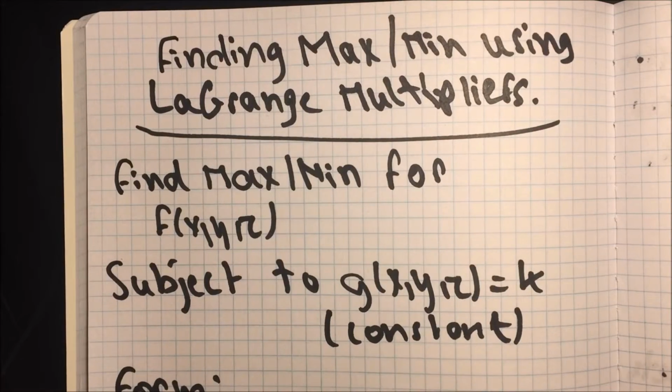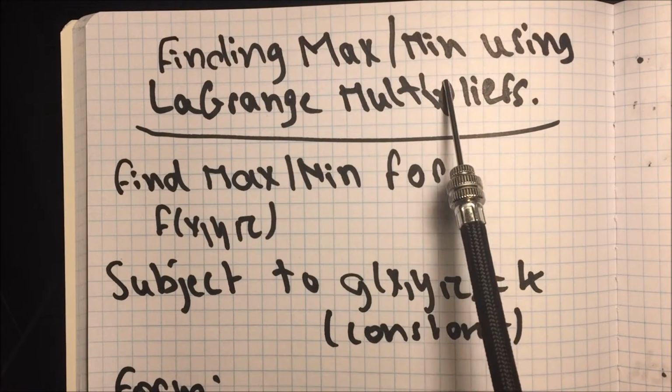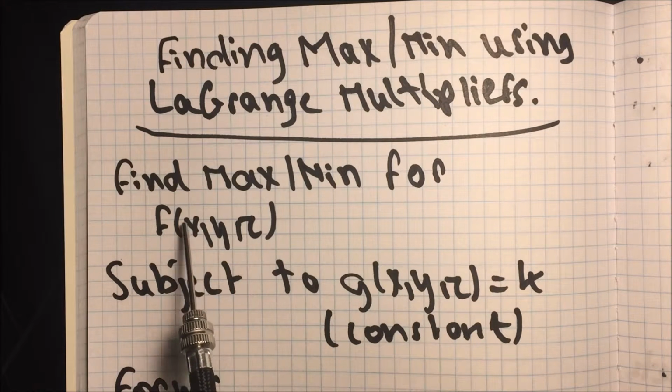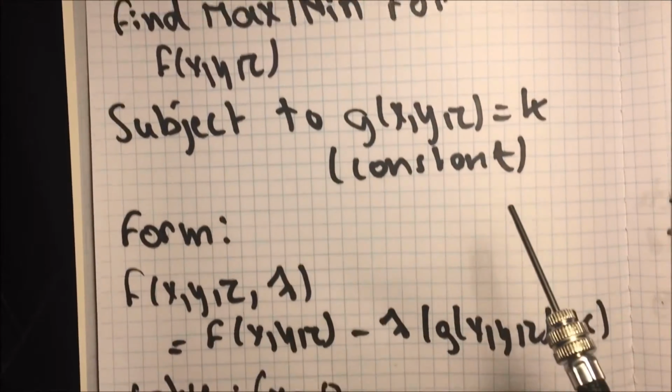Hello and welcome. So today we are trying to find the maximum or minimum of a function using the Lagrange multipliers. To do that, we're going to need our function f, which is subject to another equation g, which is a constant, which we call a constraint.